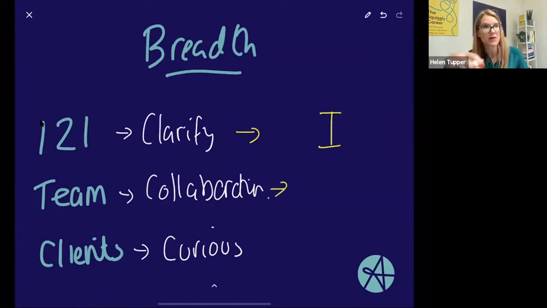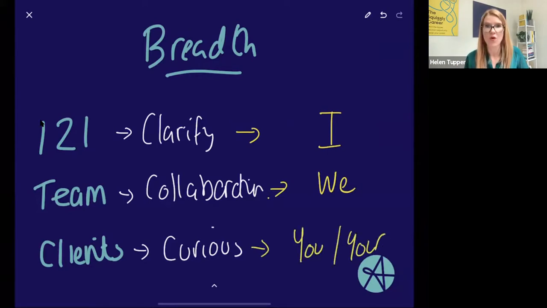In these more collaborative team-based discussions, I think those questions are much more we focused. What could we do to move this forward? How could we improve on what we did before? So I'd really think going into those meetings about focusing on we questions. And then I think these ones are much more about you and your. What is your priority over the next 12 months? What is the one thing that you want to get out of this meeting today?